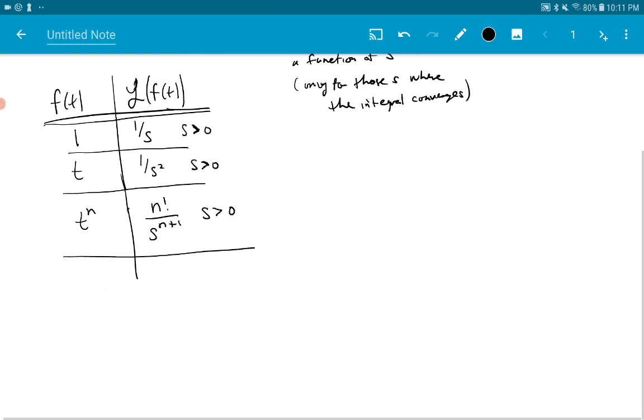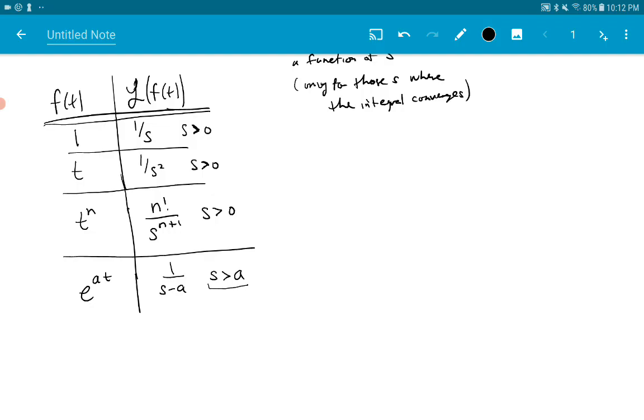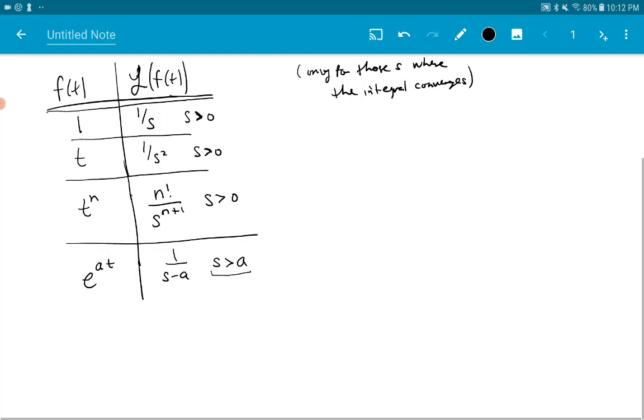All right, we did a couple more. We did e to the at, and we found that its Laplace transform is 1 over s minus a, and it's only true when s is greater than a. This is the first one that's not always greater than 0. By the way, if a is negative, then that could actually include more than just s greater than 0. But if a is positive, this could be something less than just s greater than 0. It might be s greater than 7 or something like that.